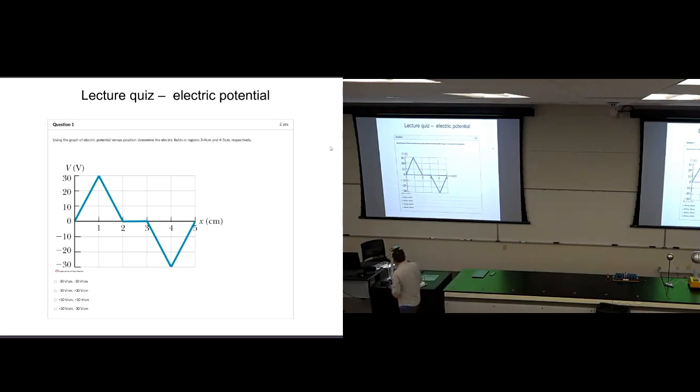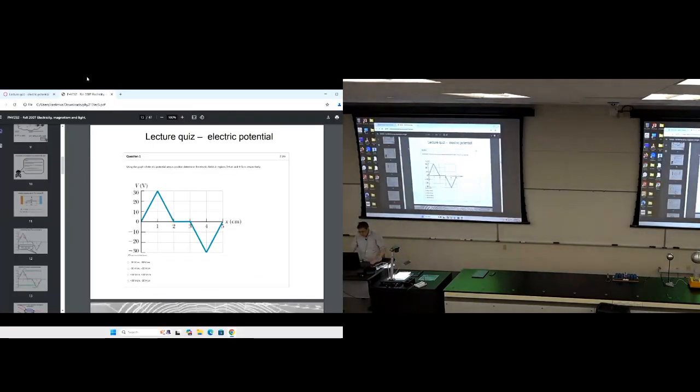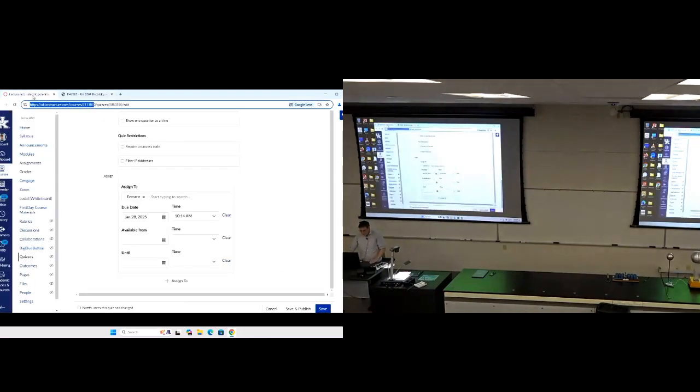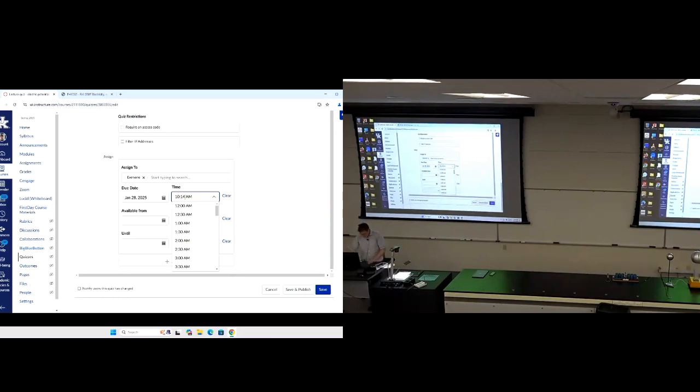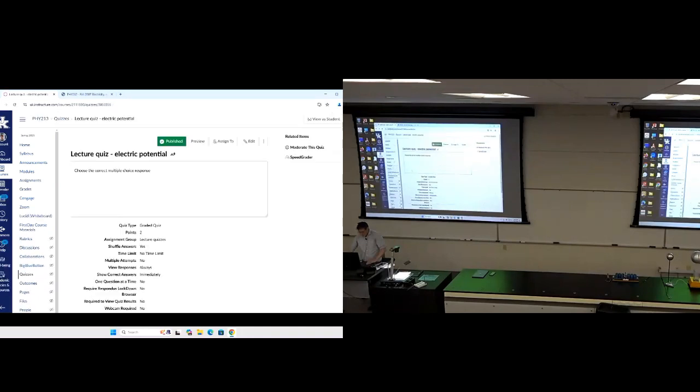Okay, here's a quiz question. Let me publish this. It's about this map of the electrical potential as a function of position, the graph of potential versus position, and how it's related to electrical field. Okay, I think I managed to publish that.